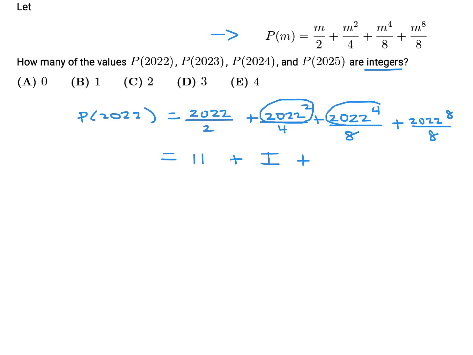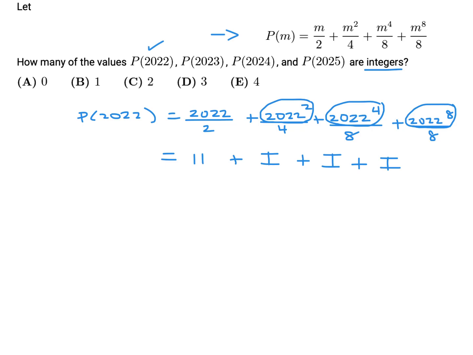This guy, all it has to have is an 8, and it most definitely does, because 2022 is an even number, so it has a 2. And if you take 2 to the 4th power, it would be 16, so it's divisible by 8, so that's an integer. And then by the same logic, that has a 2 in it. 2022 is even, so it has a 2. And if you take it to the 8th power, it would definitely have divisibility by 8, so that's an integer. So this guy is an integer.